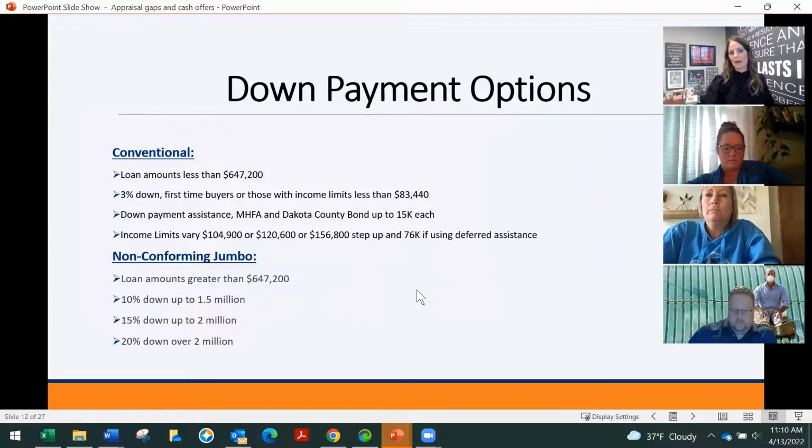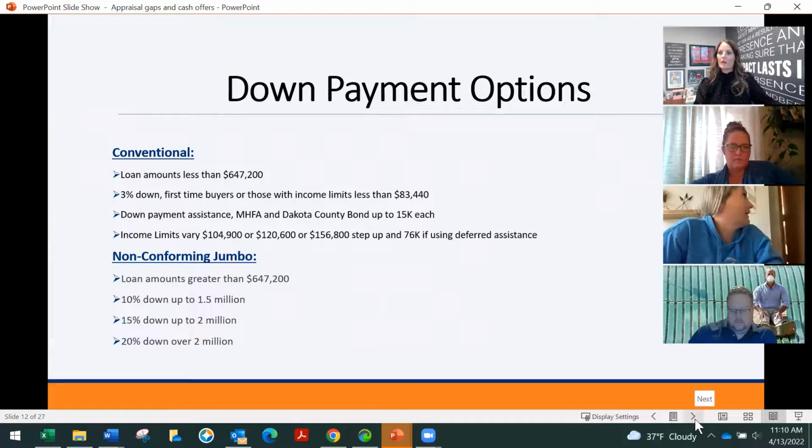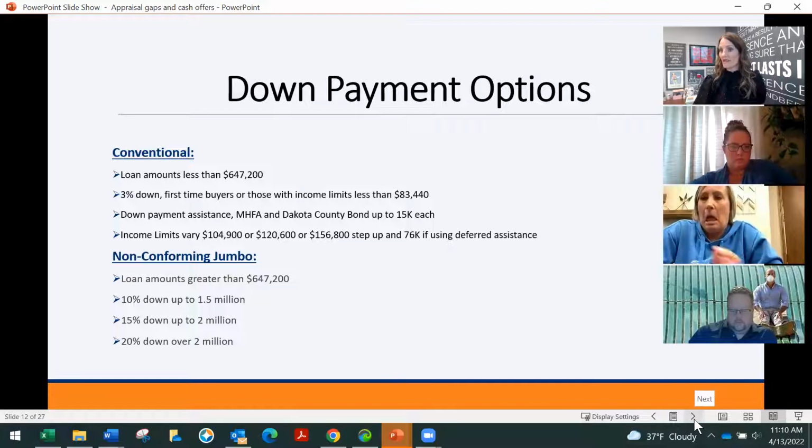So again, I'm not going to spend a lot of time on this because I just thought this was something like a good reference. For conventional loans, these are obviously $647,200 loan amounts or less. This is what we can utilize. So there's some down payment assistance. Incomes vary, if you are going to do that. Otherwise, 3% down is normal, or 5% down is also normal if they are not a first-time buyer or they exceed income limits. Jumbo stuff, that's kind of how that plays out with regards to down payment. Everyone too, I will send over this PDF or this PowerPoint to you guys so you have these just for reference.